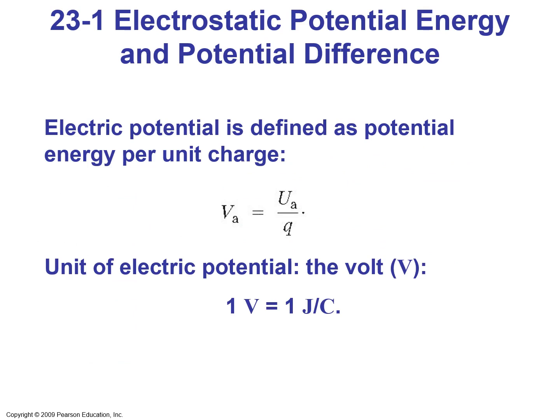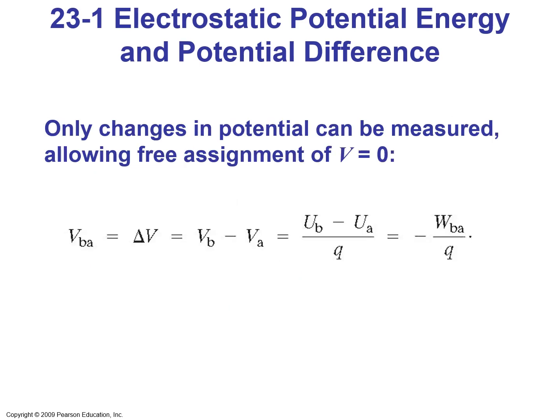Electric potential is defined as potential energy per unit charge. So V sub A is equal to U at point A divided by Q. So the electric potential V is equal to the potential energy divided by Q, the unit charge. The unit of electric potential is the volt, represented as V. So 1 V is equal to 1 joule per coulomb. Only changes in potential can be measured, allowing free assignment of V equals 0.